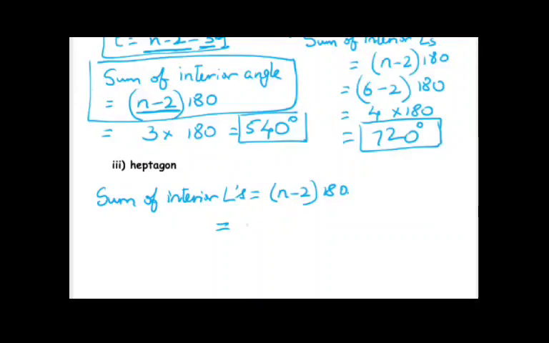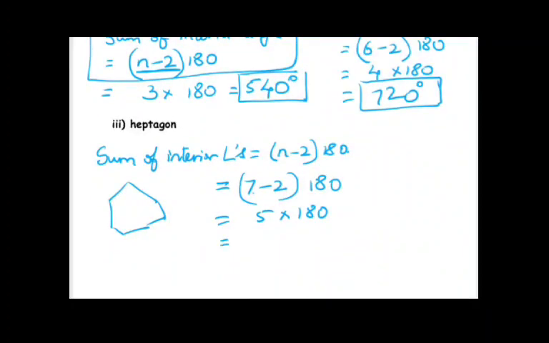S is equal to n minus 2 into 180. The number of sides of a heptagon is 7: 1, 2, 3, 4, 5, 6, 7. So 7 minus 2 is 5, into 180. 5 zeros are 0, 5 eights are 40, 5 ones are 5, 6, 7, 8, 9. So 900. The sum of the interior angles of a heptagon is 900 degrees.